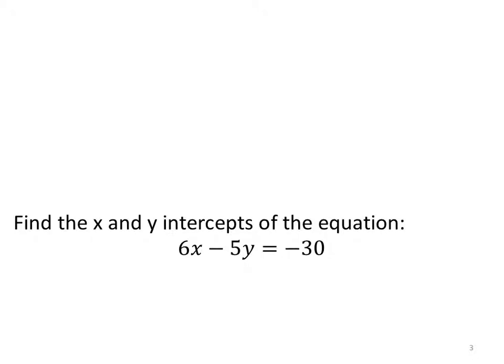Alright, so in this equation we want to find the x and y intercepts. 6x minus 5y equals negative 30. So we'll start with the x-intercept on this one. We need to remember for the x-intercept the y value is 0, and then we'll find a corresponding x value for that. So let's rewrite the equation.